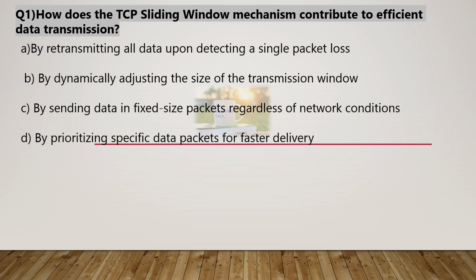So, the TCP sliding window mechanism ensures efficient data transmission by dynamically adjusting the size of the transmission window based on the receiver's buffer capacity and network conditions, as we know. This allows TCP to send data continuously while ensuring that the receiver is not overwhelmed. It also prevents unnecessary transmission and optimizes the use of available network bandwidth. So the answer is B, by dynamically adjusting the size of the transmission window.